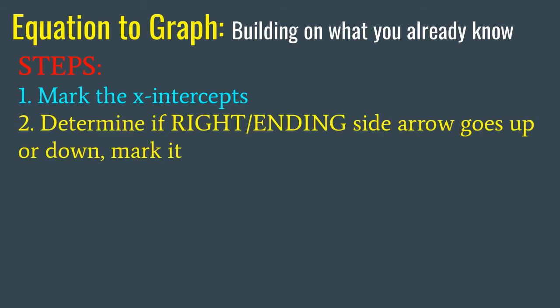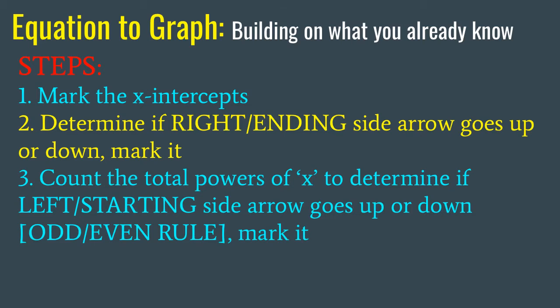Then the next thing you do, you determine if the right or ending side arrow is going up or going down. That's based on if you have a positive or negative stretch factor out front. So then you mark it. You just draw a miscellaneous arrow up in that corner or down. Then you count the total number of powers of x. If I was to multiply the equation out, how many powers of x would I have?